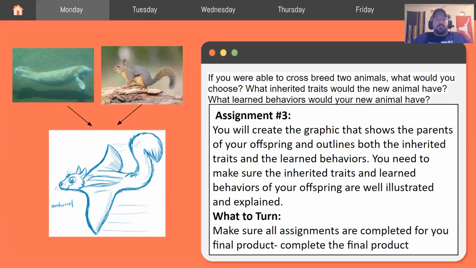If you're able to crossbreed 2 animals, what would you choose? What inherited traits would the new animal have? What learned behaviors would the new animal have? Same question that we've posed for the last 2 weeks, right? Assignment 3.